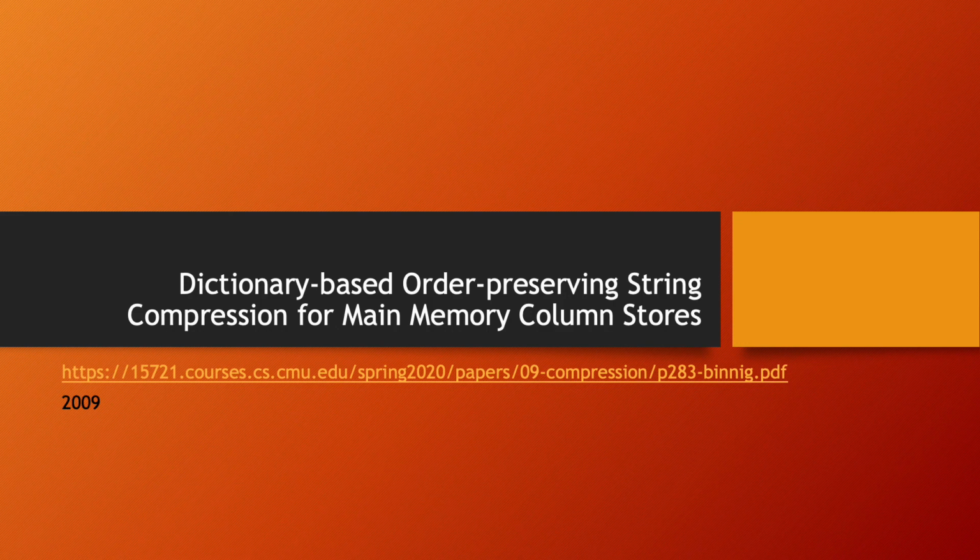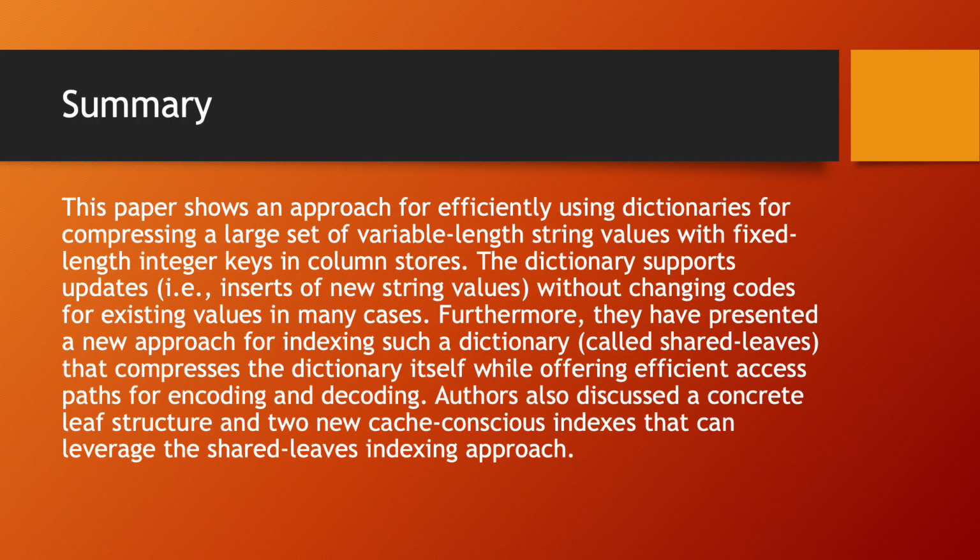The paper of the day is Dictionary-Based Order Preserving String Compression for Main Memory Column Stores. It's a 2009 paper. This paper shows an approach for efficiently using dictionaries for compressing a large set of variable length string values with fixed length integer keys in column stores. The dictionary supports updates without changing codes for existing values in many cases.